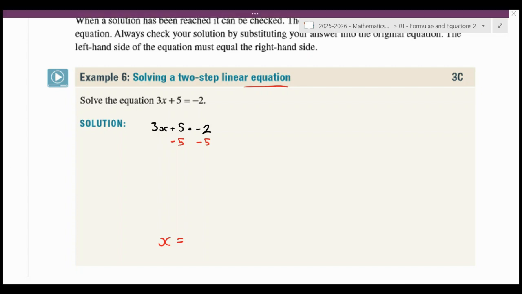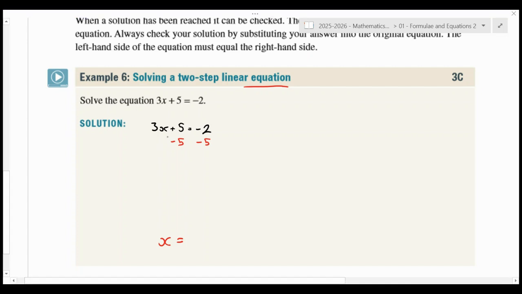Now, when I do that, what actually happens is that minus 5 and that plus 5 will cancel each other out, because 5 minus 5 is 0. And that's excellent. So we've done that. Now I've got to do the other side. So all I'm left with on the left is 3x, because the plus 5 has disappeared. Now I have minus 2 minus 5. So I'm at minus 2. I have to subtract another 5. So I'm going to end up at minus 7.